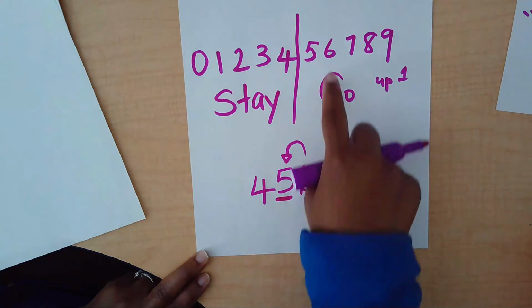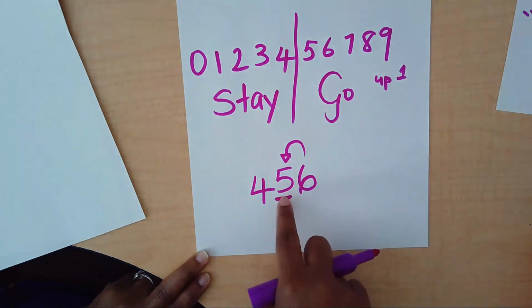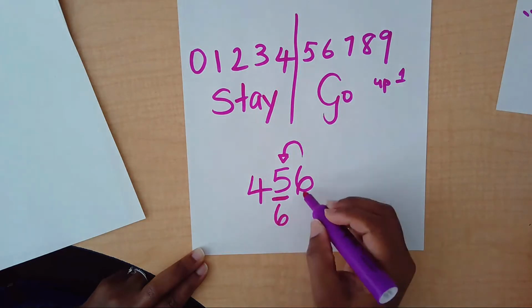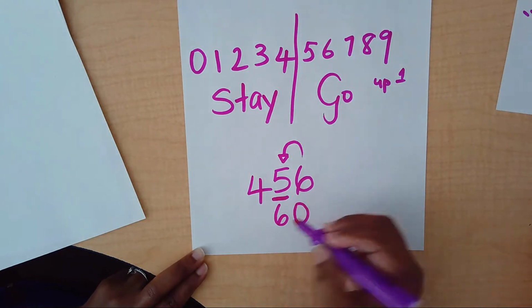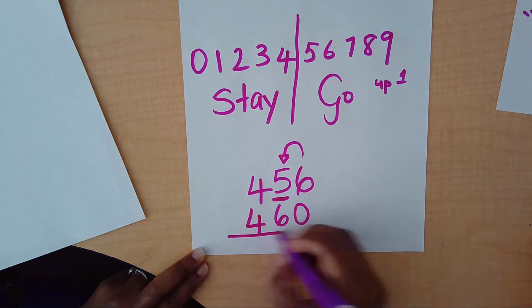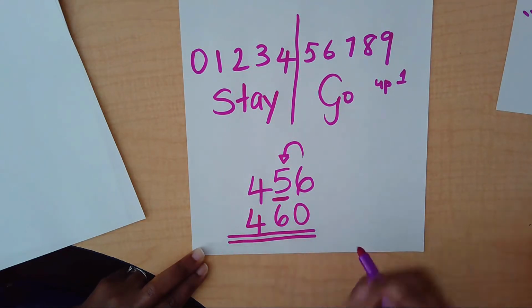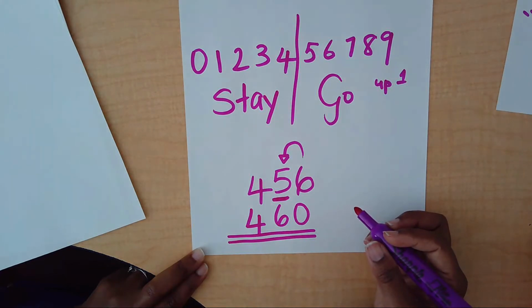Why? Well, here's where 6 is. 6 is going to tell 5 to go up 1. So 5 becomes a 6. This 6 becomes a 0. And we bring this 4 down. Now we have rounded 456 to 460. We have rounded it to the nearest 10.